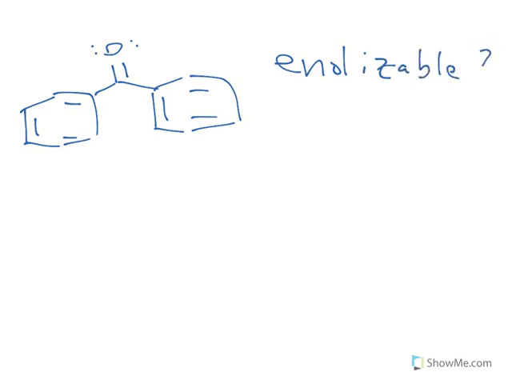So the question is, is this enolizable? Could I make an enol or an enolate? And the answer is no. The reason why is because if we look at the two alpha positions, neither of them has a hydrogen. So we can't shift the hydrogen from the alpha because there isn't a hydrogen at the alpha. So the answer is, this is not enolizable.